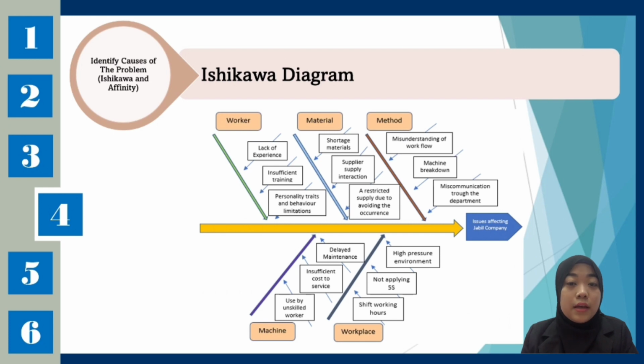Machine is the next category that has an influence on the company's productivity procedure, with delayed maintenance, insufficient cost to service, and use by unskilled workers as the related issues that affect company productivity. This is followed by the next category, methods, where misunderstanding of workflow, machine breakdown, and miscommunication through the department are the issues that affect company productivity. Last but certainly not least, the major issues related to the workplace influencing productivity consist of the high pressure working environment, not applying 5S (sort, set in order, shine, standardize, sustain), and shift working hours.